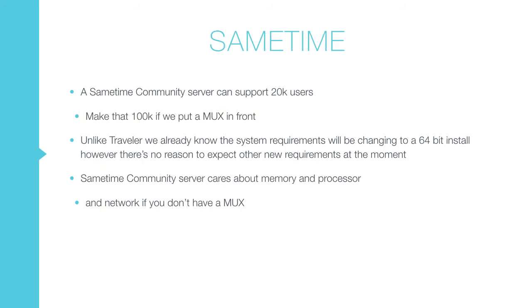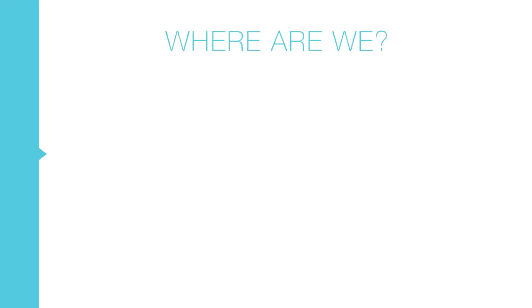Sametime Community Server can support 20,000 users. Put a mux in front of it, it can support 100,000 users. Unlike Traveler, we already know the system requirements will be changing to 64-bit, so there's no reason to expect any other requirements at the moment, but you should plan for that. The Sametime Community Server cares about memory and it cares about processor. And if you don't have a multiplexer, it cares about network, because without a multiplexer, every person connected to the community server is creating their own network connection directly to it.